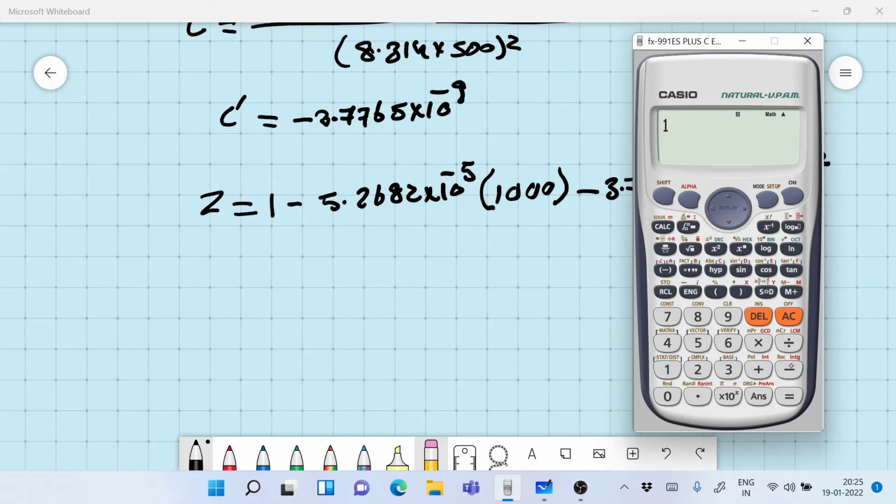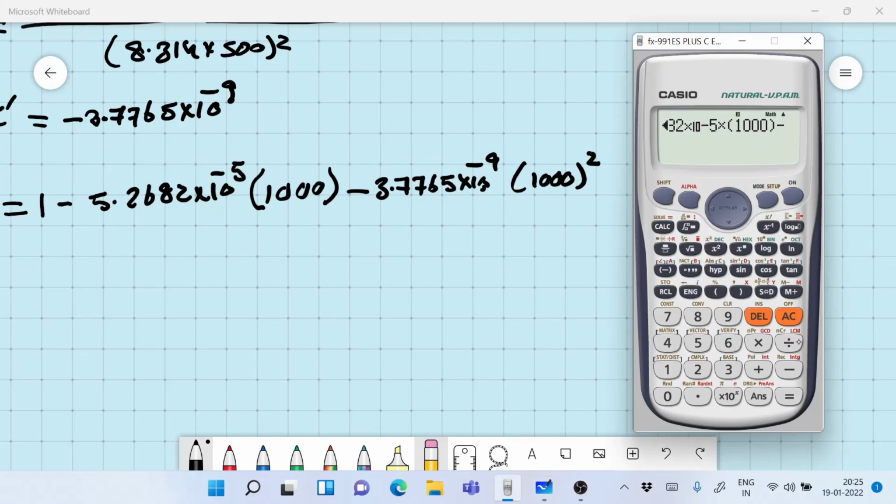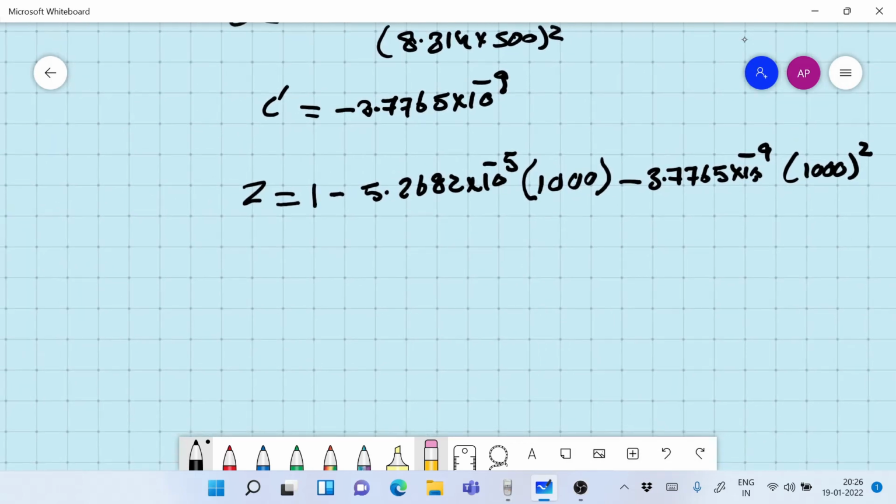So that's going to be 1 minus 5.2682 into 10 raised to minus 5 into 1000, minus 3.7765 into 10 raised to minus 9 into 1000 the whole square. And we get the value of Z as 0.9435.